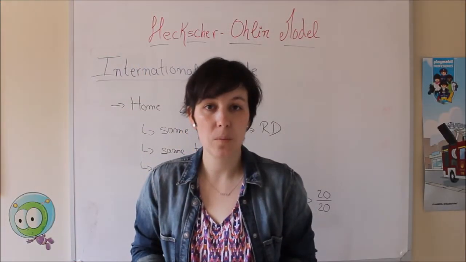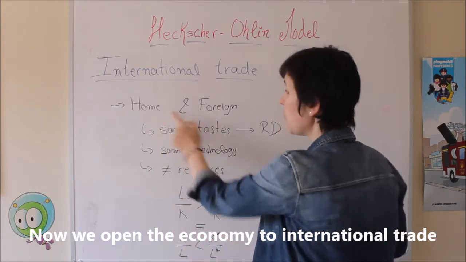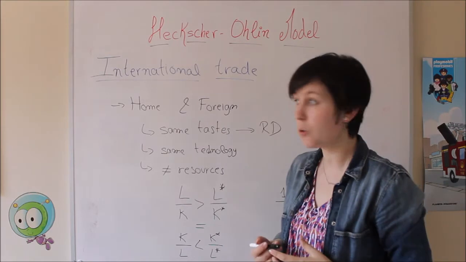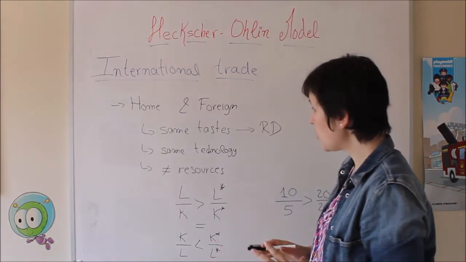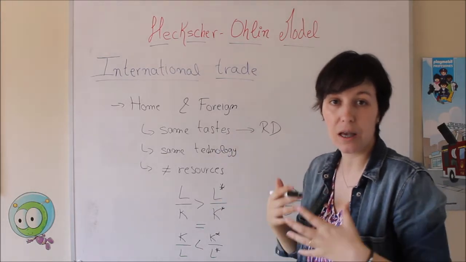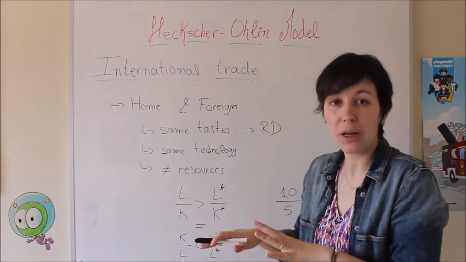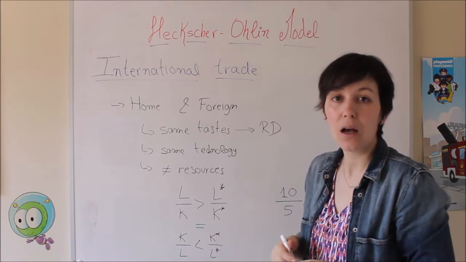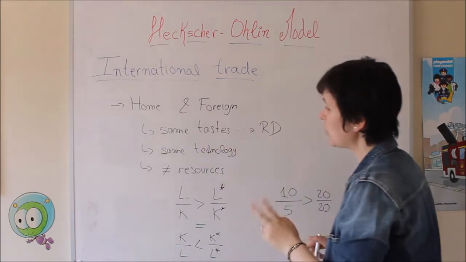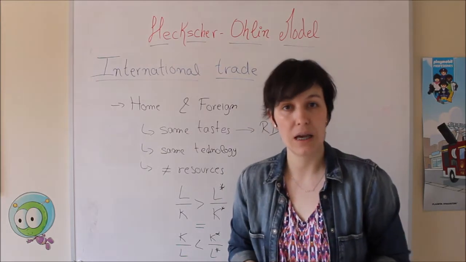Now we are going to open our economy to international trade. That's why we are going to have two economies instead of one. One of them is going to be home while the other is going to be foreign. We are going to assume that the preference of the consumers in each economy is going to be the same. So it's like the population has the same taste all across the world, or our small world with just two economies. Let's say that also the technology is the same, okay?